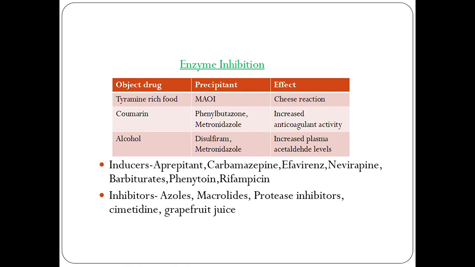So for inducers, examples are aprepitant, carbamazepine, efavirenz, nevirapine, barbiturates, phenytoin, rifampicin. And examples of inhibitors are azoles, macrolides, protease inhibitors, cimetidine, grapefruit juice, etc.